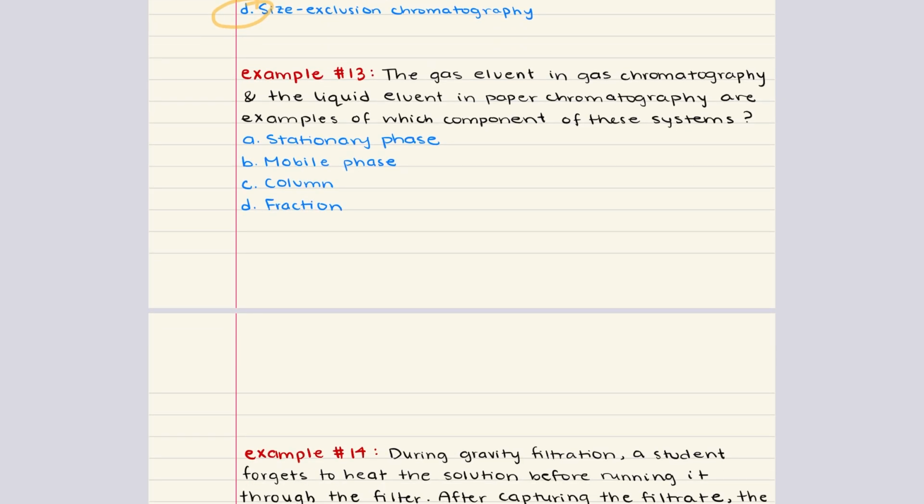Problem 13 says, the gas eluent in gas chromatography and the liquid eluent in paper chromatography are examples of which component of these systems? The key word here is eluent. An eluent is the substance that flows through the system and carries the sample with it. In chromatography, the eluent is always part of the mobile phase, not the stationary one. Therefore, the correct answer is B.